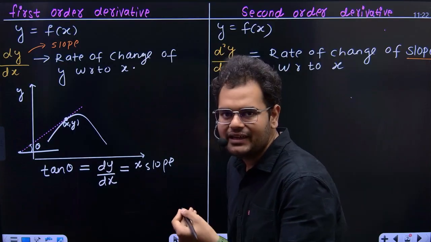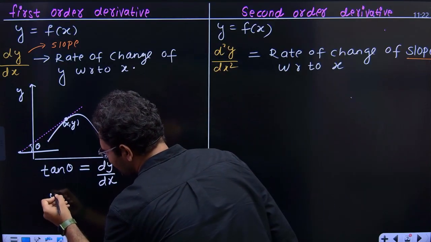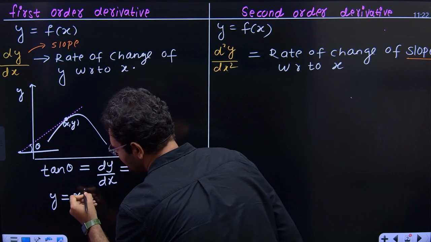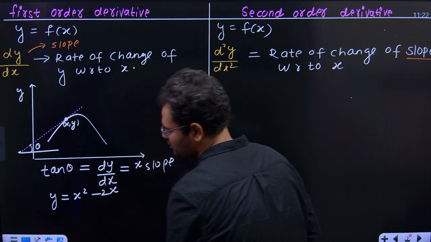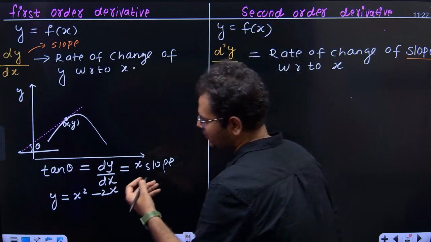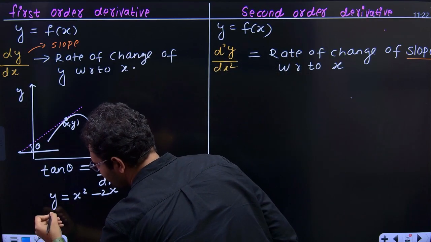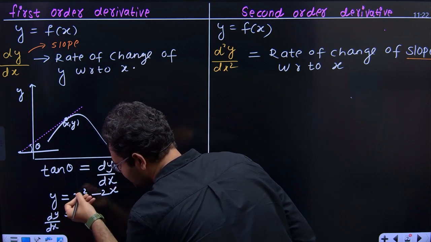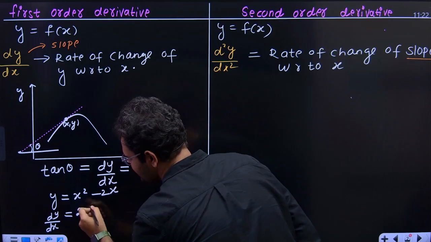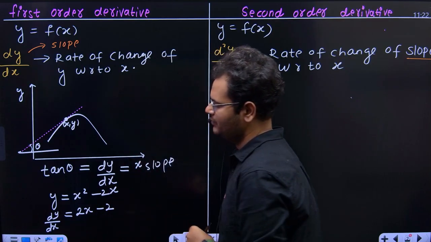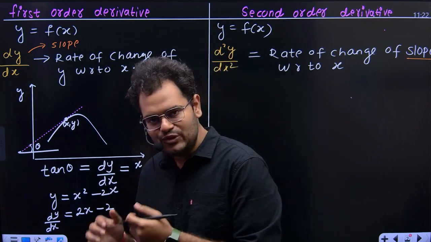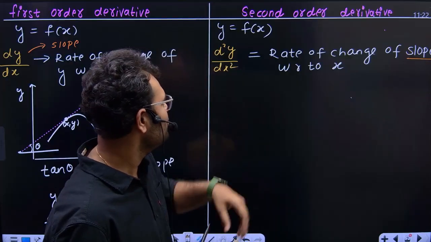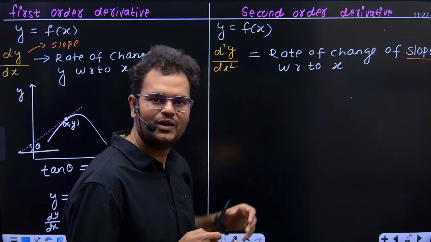So mathematically how do we solve? Let us say y is equal to x square minus 2x is the equation of the curve. If I want to find slope or tan theta, what do I do? dy by dx is equal to, what is differentiation of this? 2x minus 2. This is fine, this you know, but do you exactly know what is the meaning of d2y by dx2?